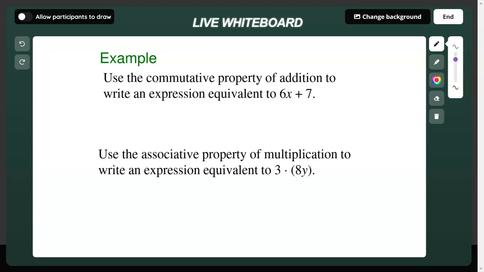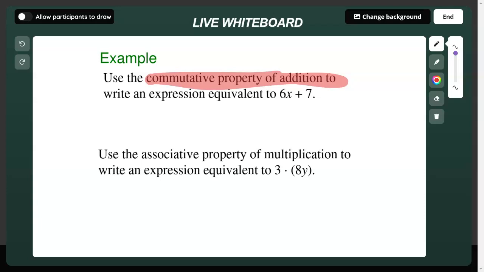So we want to use the commutative property of addition to write the expression. Okay? So the commutative property of addition says I can do what? I'm not going to change the sign. What is commutative property? To move. And I'm going to move what things? Whatever's being added. I can move whatever's being added. So what's being added in 6x plus 7? 7 and 6x. So I can move those two things.